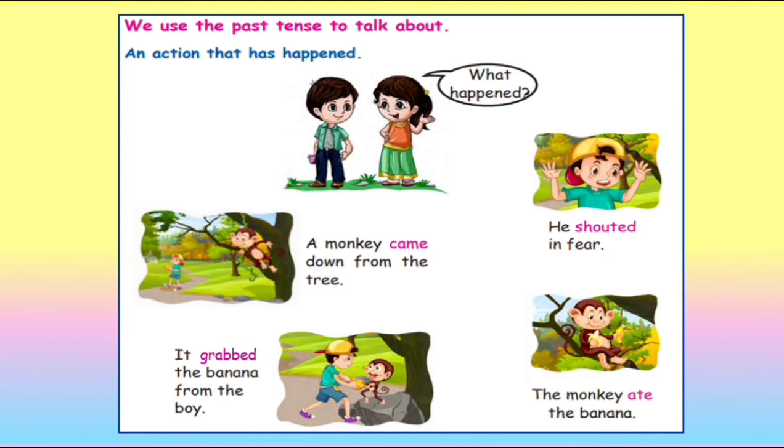We use the past tense to talk about an action that has happened. Now, two friends meet each other, and the girl asks her friend what happened. So he describes the actions. What does he say? A monkey came down from the tree. It grabbed the banana from the boy. He shouted in fear. The monkey ate the banana. So the verbs in the pink letters, came, shouted, grabbed, ate, are all the past tense of the verb.